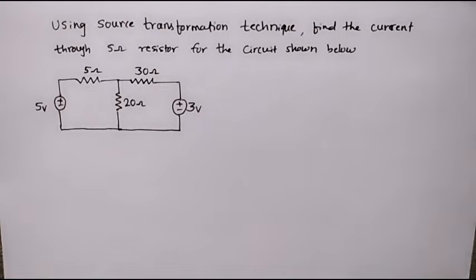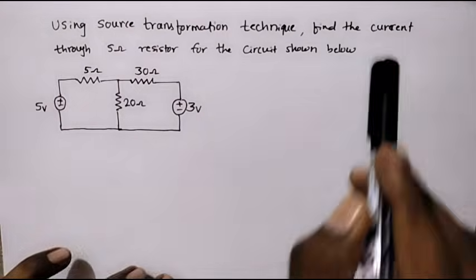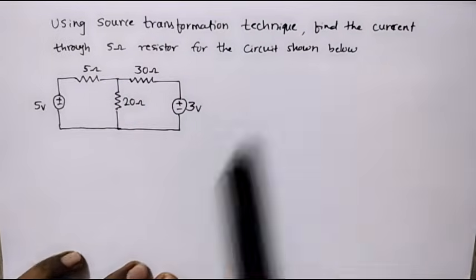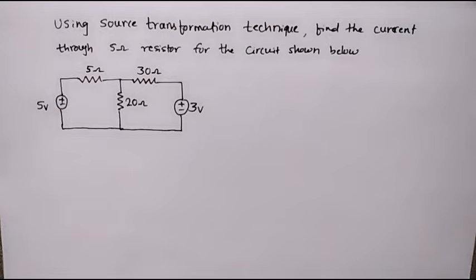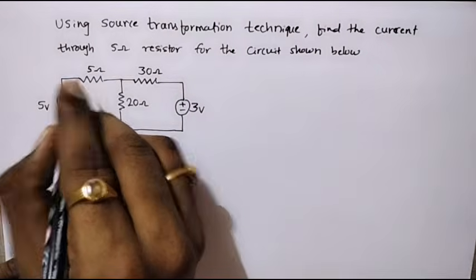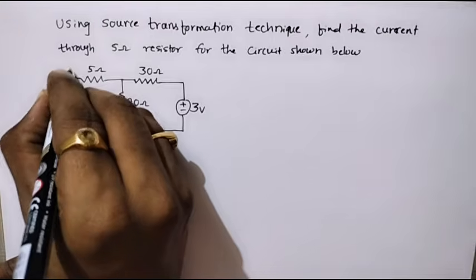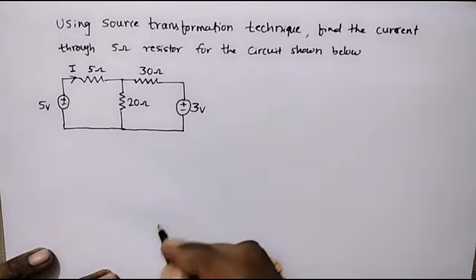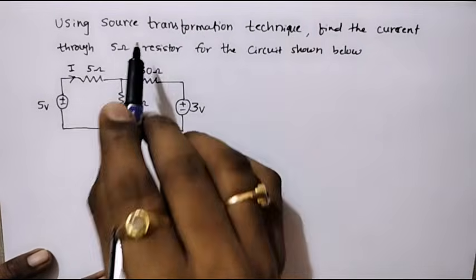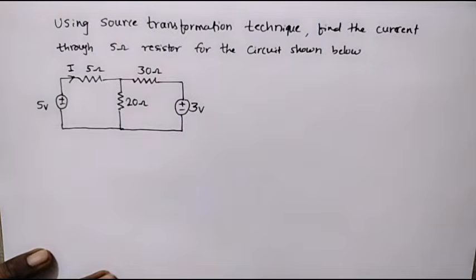Using source transformation technique, find the current through the 5 ohm resistor for the circuit shown below. In this circuit, we are supposed to calculate the current through this 5 ohm resistor. Let I be the current through this 5 ohm resistor. We are supposed to solve using the source transformation technique.